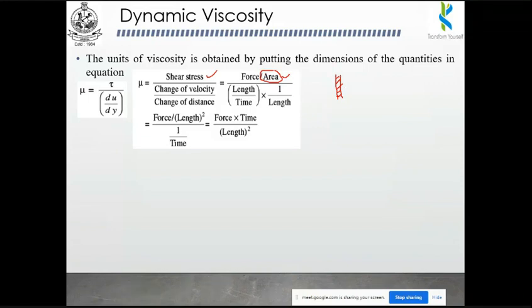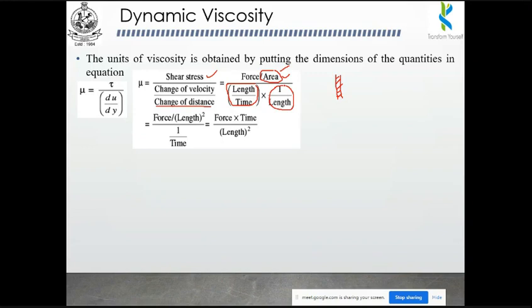Okay, so change of velocity. What is the unit for velocity? Meter per second. That is distance per time, so here the distance is length. Similarly, you can assume this area as length square. So change in velocity is equal to length divided by time, and change in distance is marked as 1 divided by length.